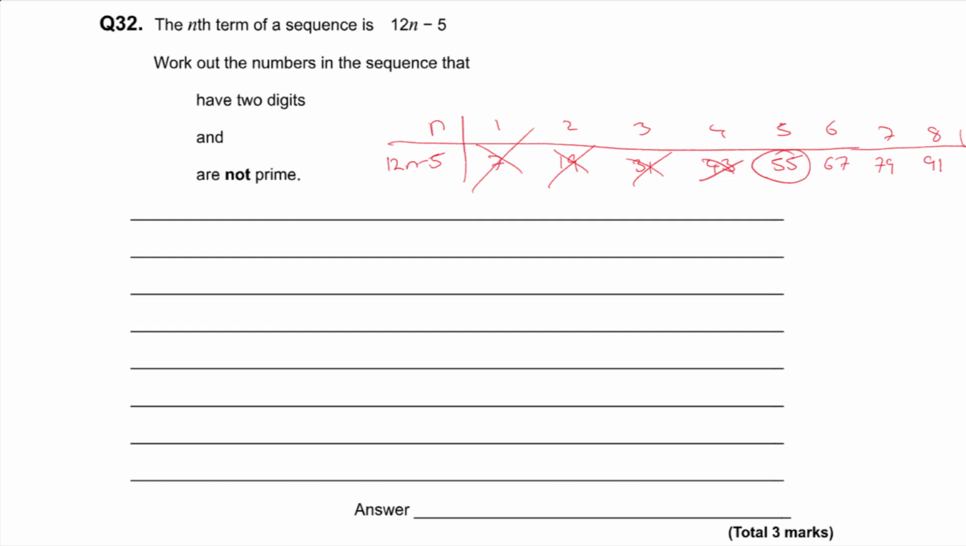55 is good because it's got 11 in it. 11 5s are 55. 67, is 67 prime? Yep, I think it is. It's a good idea to remember your primes up to 100 for this exam, a bit like triangle numbers, square numbers, cube numbers. It's handy for these sorts of questions. 79 is also prime. 91 is not prime. It's actually 7 times 13. So those two numbers are the only non-prime numbers in that sequence with 2 digits. So my answers are 55 and 91.